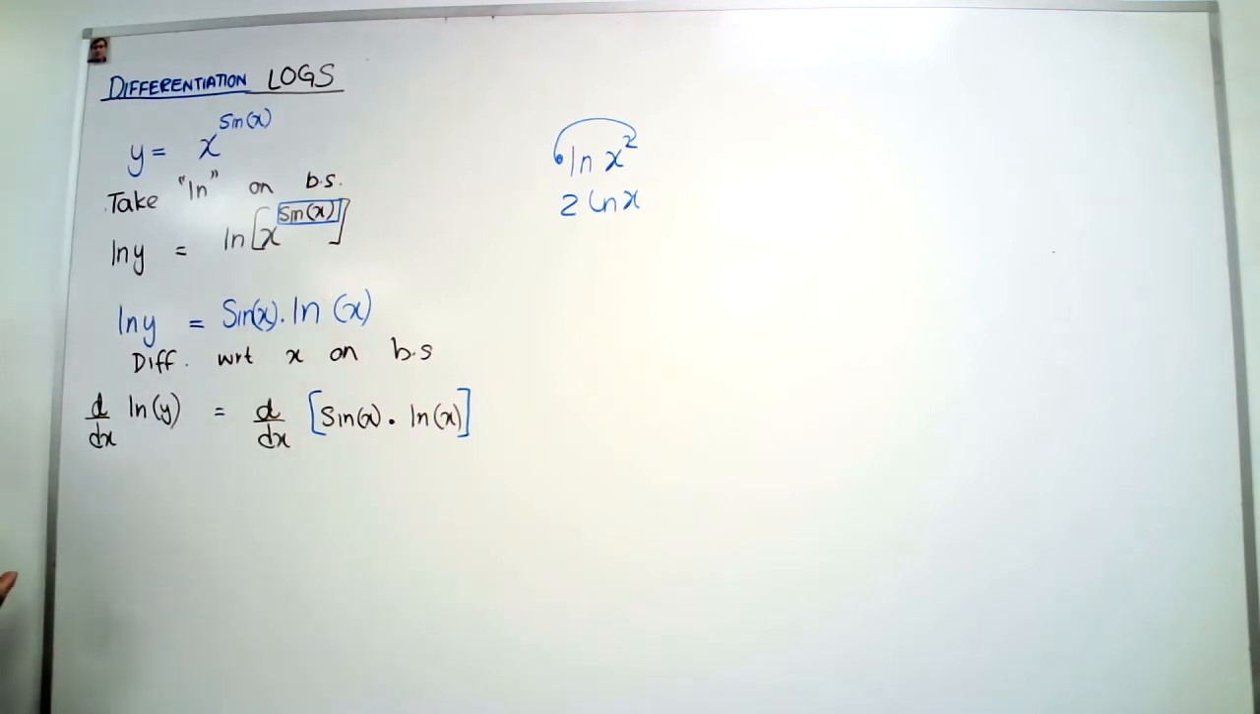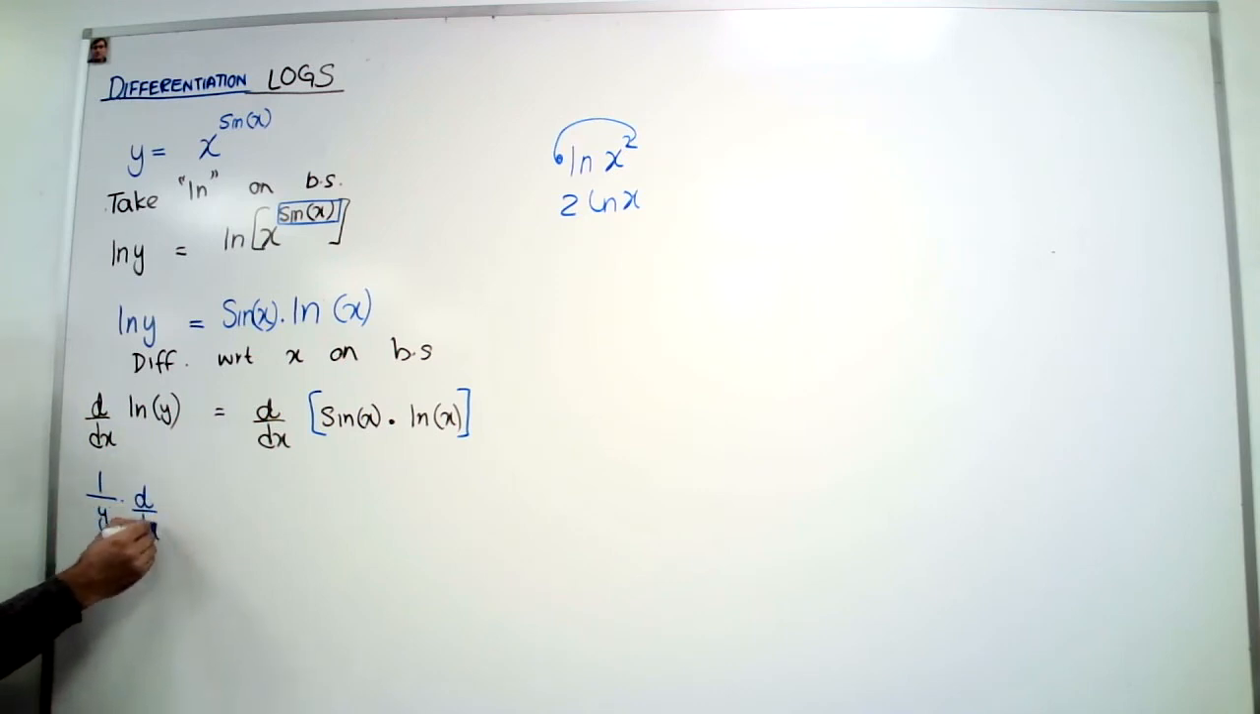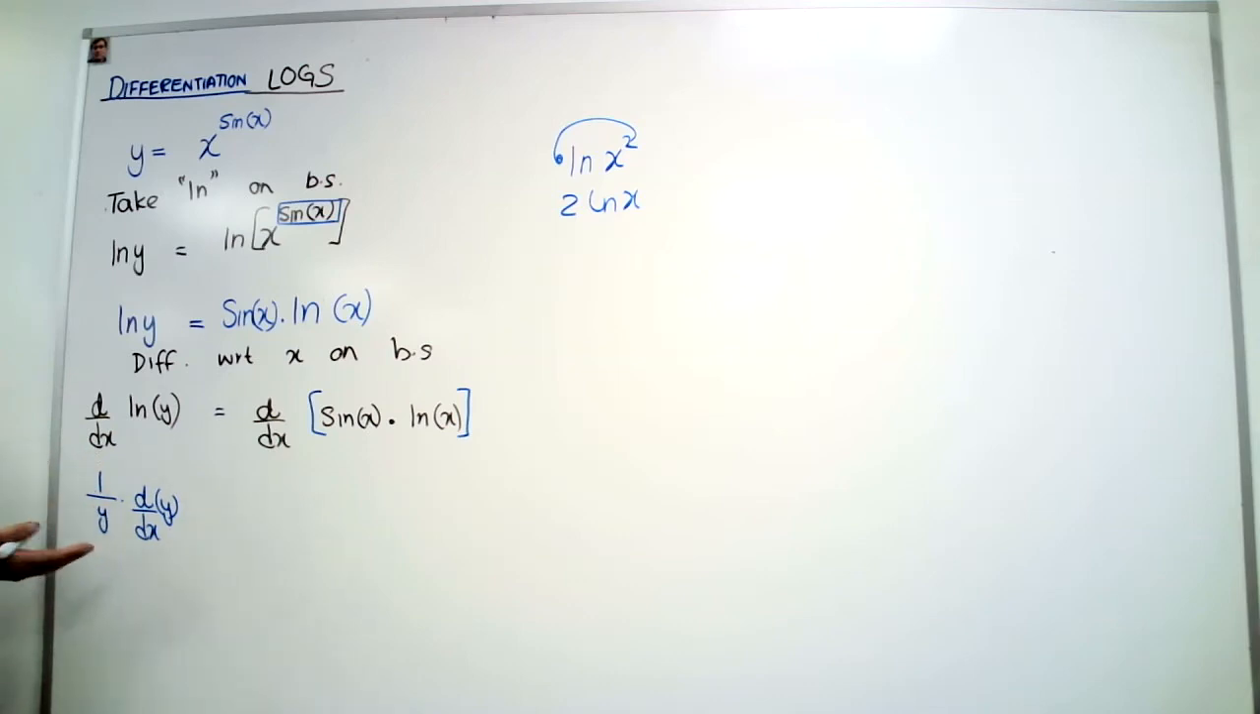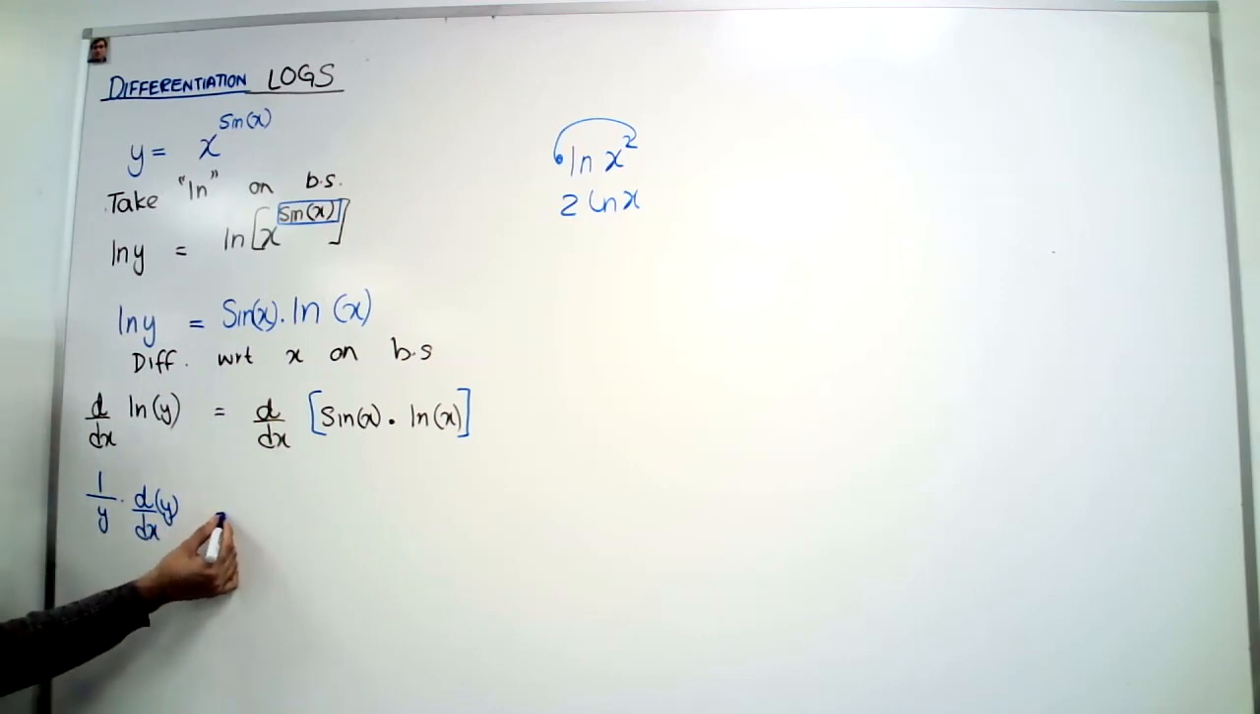If you remember, if that was ln x, we have a rule to differentiate that one, and the rule was 1 over x. But it's a y, and d over dx of the y. So I got that one: 1 over y, dy over dx. This is the differential of that bit.